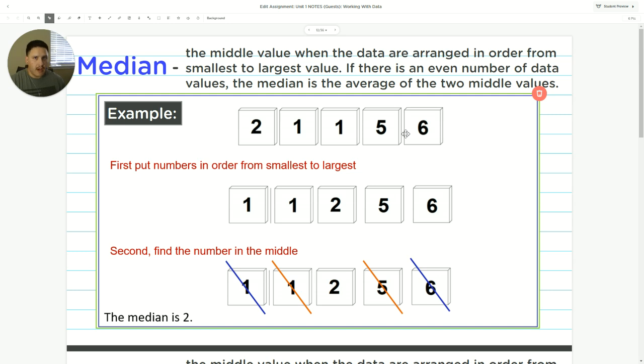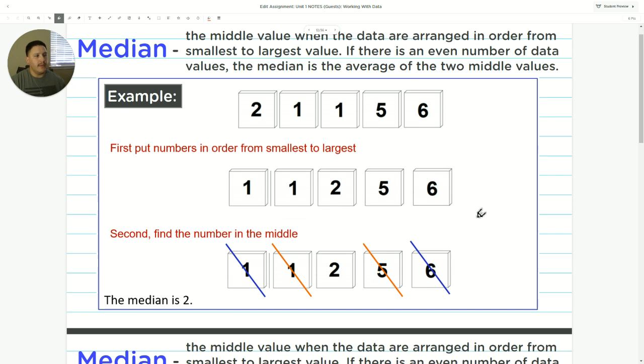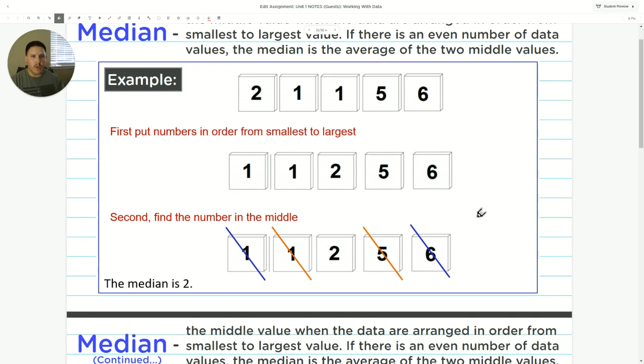To find the median of this data set, we need to first order it from smallest to largest. So 2, 1, 1, 5, 6 will become 1, 1, 2, 5, 6. Now, if this is an odd numbered data set, which it is, 1, 2, 3, 4, 5, then when we do this next step, we will get our median. We're going to start from the left, cross out that number, go to the right, cross it out, left, right, and then once we get to our middle number, that's your median, the middle value of the data set. So in this example, the median is 2.